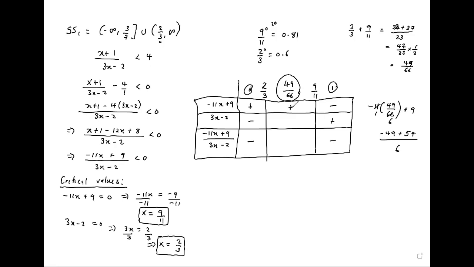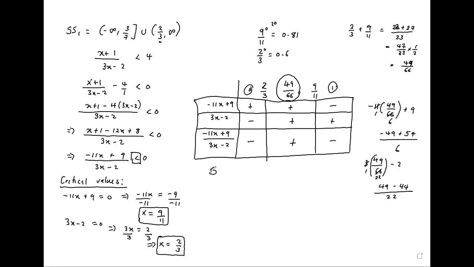So positive. Then again 49/66 multiplied by 3 minus 2. This will be 3 there, 22. So this is 49 minus 44, which is positive. So multiply the two positives, we get a positive. What we have is less than 0.